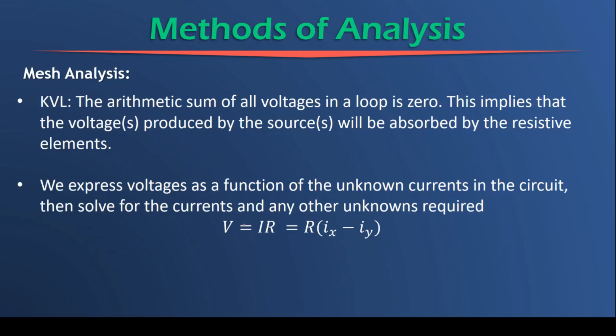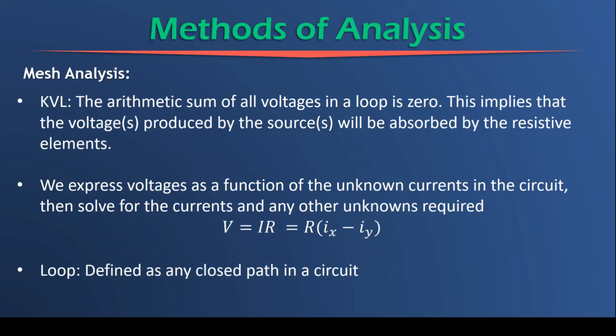So effectively, in mesh analysis, we're going to be expressing the voltage of each element. V is equal to IR, and the voltage is going to be expressed by the current, or the difference in current if you have instances where the resistive element is shared between two loops or two meshes.